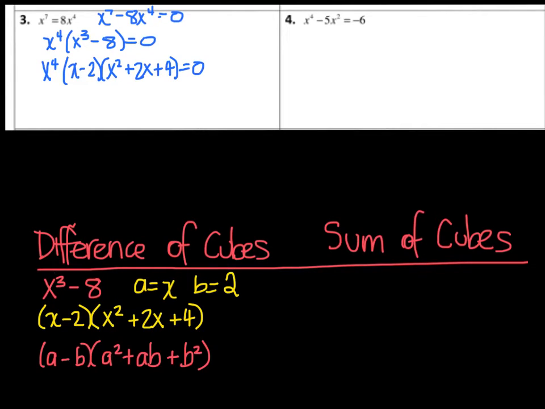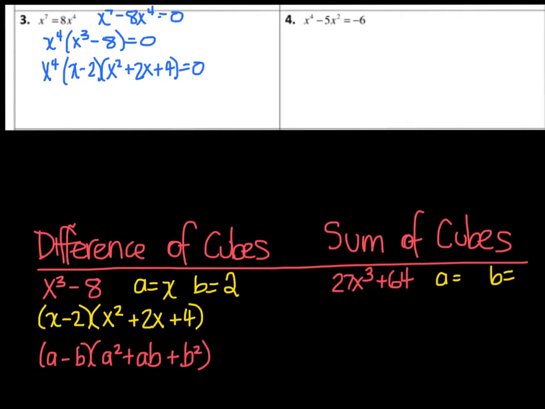All right, go back to the back, and we're going to write down this example. We're going to do 27x cubed plus 64. And again, we're looking for an a and a b. I know that this is the sum of cubes. These are both cubes. So how do I know if 27 is a perfect cube?